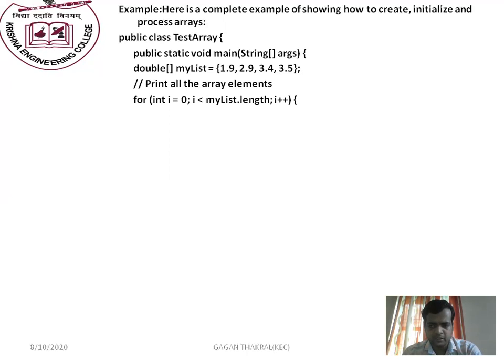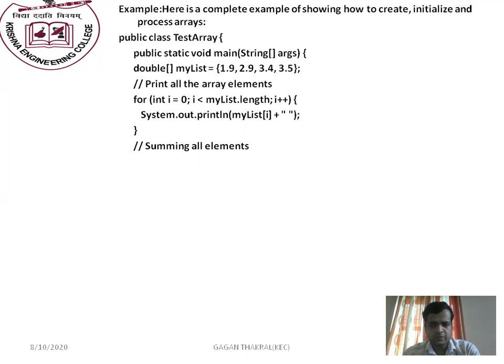Then we do increment of i, and we will print as System.out.println(myList[i] + " "), and we will pass a space. This will print initially for i = 0 the myList index 0 value, that is 1.9. Again the loop runs for index value 1, it will print 2.9, then for index 2 it will print 3.4, then for index 3 it will print 3.5. After that it will exit from the loop. So this way it will print all the values of the array.